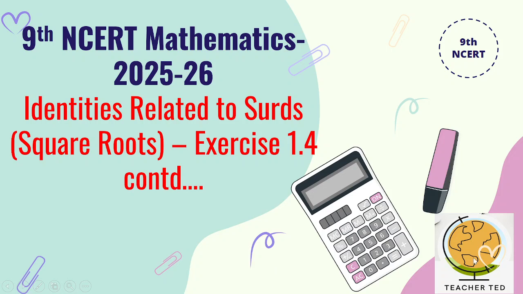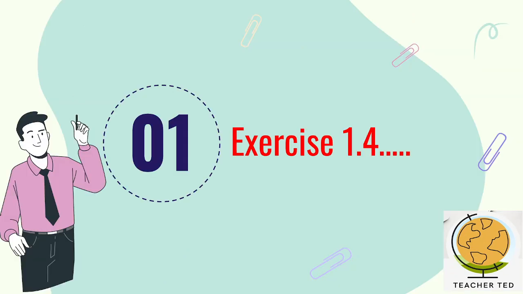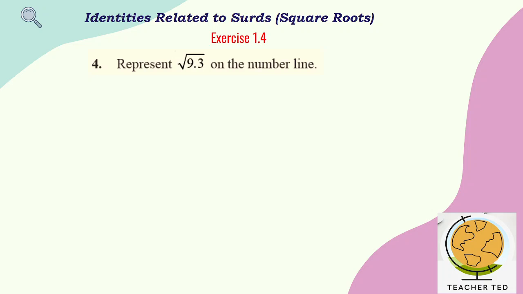Hello viewers, welcome back. In this session, I'm going to do identities related to surds, exercise 1.4, which is the continuation of my previous video. If you didn't watch my previous videos, go back and search for the theory contents as well. Take problem number 4, that is, represent root 9.3 on a number line.